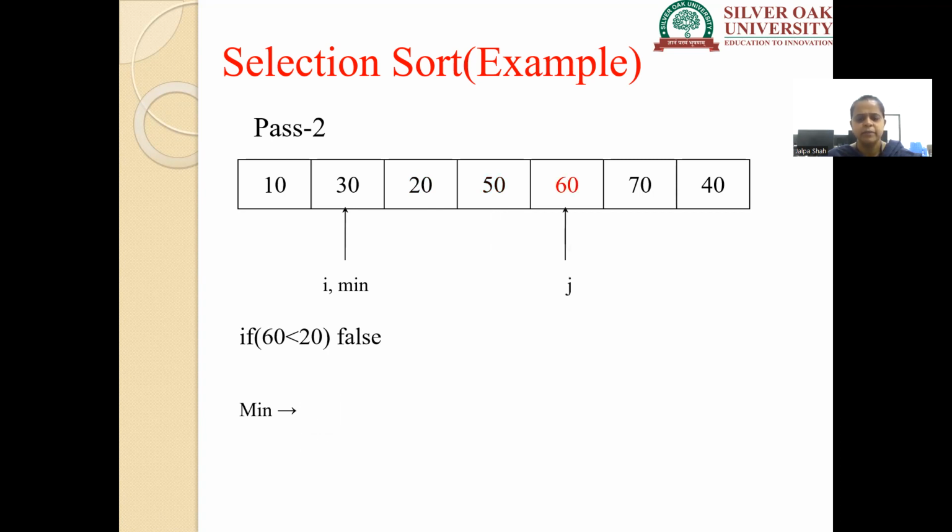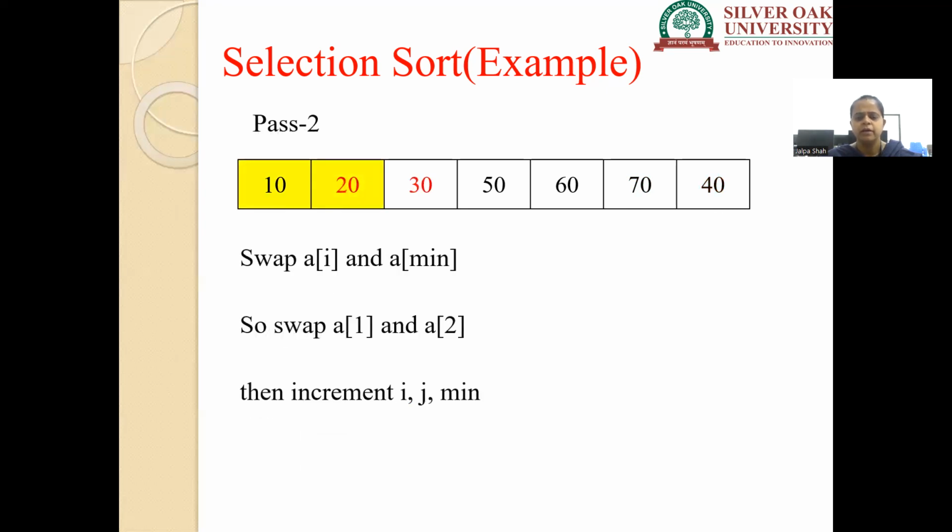Now again j will be incremented. If 60 is less than 20, false, so minimum remains assigned to index 2. Again, 70 is less than 20, the condition becomes false, so minimum remains at location 2 only. Again it will check if 40 is less than 20. Again false, so minimum still remains on index 2.